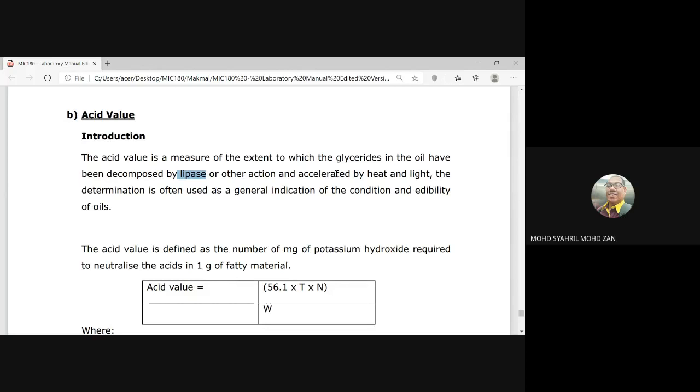Okay, otherwise we can use heat. Hydrolysis can also be done with heat. Another one will be light. Okay. So the determination is often used as a general indication of the condition and level of edibility of oils. Okay. So mostly we use acid value to check how long our fat will last. Why does fat produce a lot of acid? Firstly, possibly because of the presence of enzymes, secondly because of heat, and thirdly because of light.